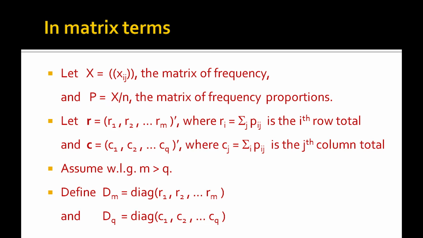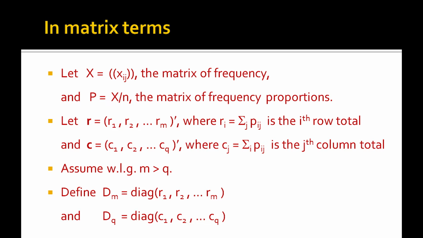And we get the proportion. So remember, here we are dividing the elements by n. So the matrix P that we get is X divided by n. This is the matrix of frequency proportions. Now define a vector R, where the elements are R1, R2, up to Rm. So it's an m-dimensional vector. These are the marginals for the rows, okay, so the marginals based on the proportional frequency.